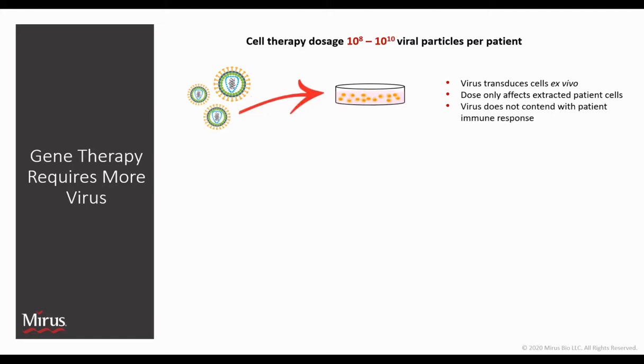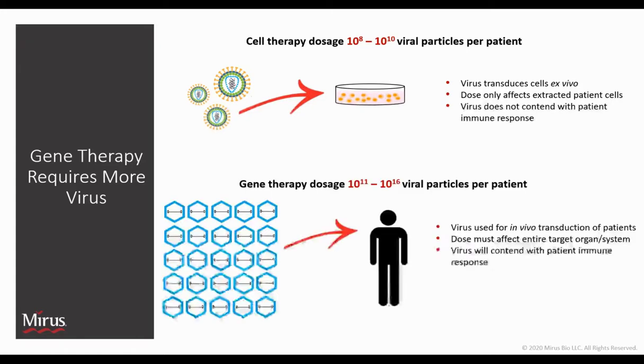The average cell therapy requires between 10^8 and 10^10 viral particles per patient. For cell therapies, virus is used to transduce cells ex vivo and therefore will never need to contend with the patient's immune response. For gene therapy, however, the average patient dose requires 10^11 to 10^16 viral particles to be effective. This is because the virus is directly administered to the patient and must affect the entire target organ or system. In addition, the virus will contend with the patient's immune response.